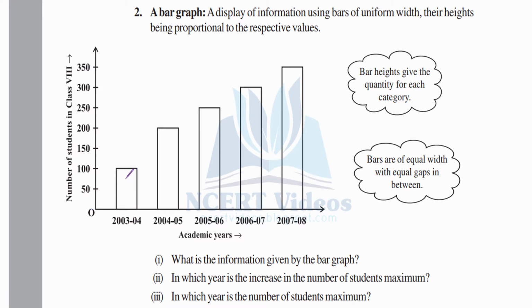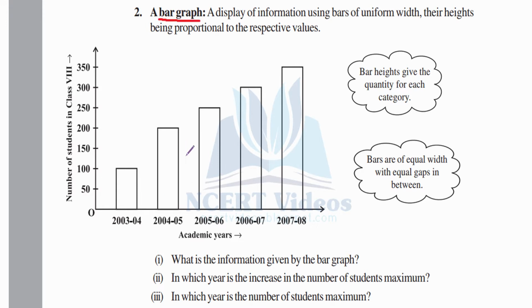That is, in 2003, we had 100 students in class 8th of a particular school, whose name is not provided to us. So it says bar heights give the quantity for each category. That is, for the category 2003, or for the year 2003, in this case, we have 100 students in class 8th. Similarly, for the other years as well, bars are of equal width with equal gap in between. So you see, this width is equal to the rest of the widths of the bars. Also, the gap in between these bars will always be equal. So such a type of representation is termed as a bar graph.